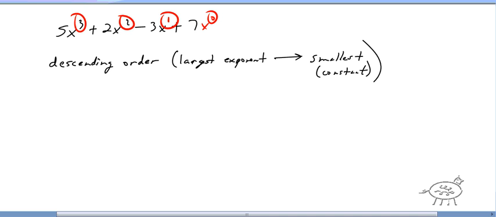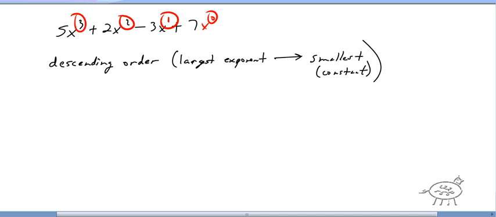Alright? So what I'm going to do is, for every answer that you give me, it's always going to be in descending order. That's really important. If it's not in descending order, you're going to actually lose a point for that. So it has to be in the correct order. So let's do a couple examples where you have to actually put it in the correct order.